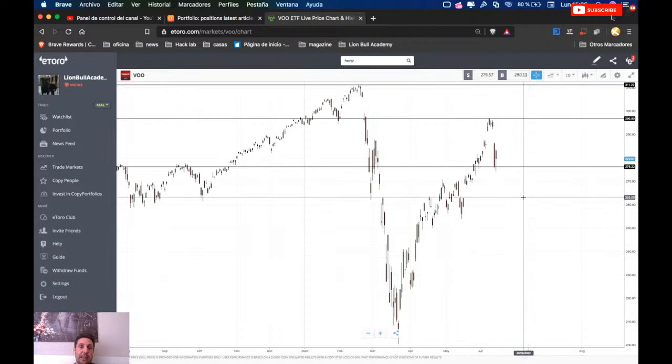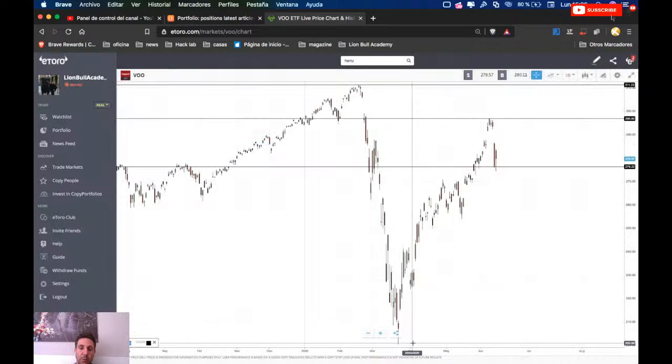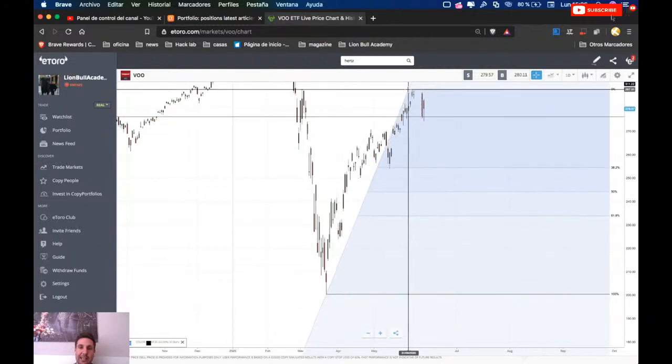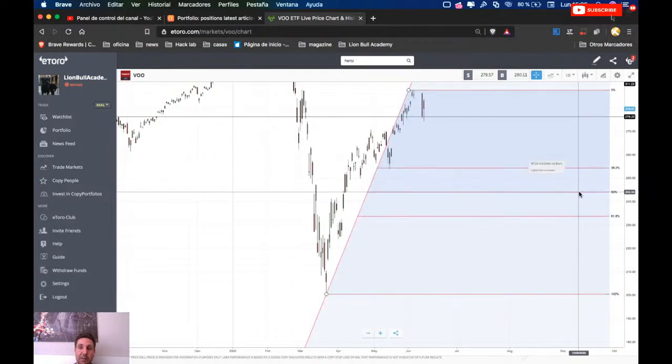But how do we find a nice place to enter the market again in the index? It's very simple. The best way for index trading is the Fibonacci. We click on Fibonacci and go exactly to the minimum, and draw it up to the last highs. We put it here, and then we can prepare entry positions at the 38, the 50 and the 61 levels.